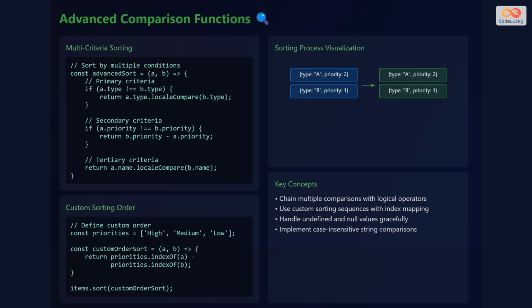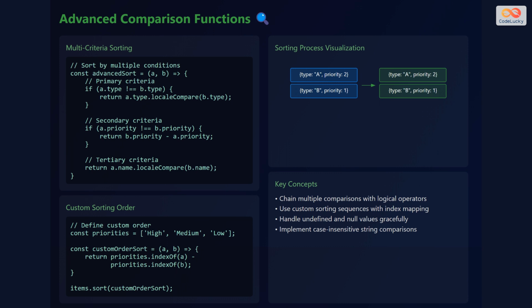The primary criteria is to compare type if they are not equal using localeCompare. The secondary criteria is to compare the priority if the types are equal. And finally, the tertiary criteria is to compare the name if the types and priorities are equal. The next example shows custom sorting order. Here we define a const priorities array as high, medium, and low. The custom order sort function returns the index of A minus the index of B in the priorities array. This will sort the items based on the priority order we defined.